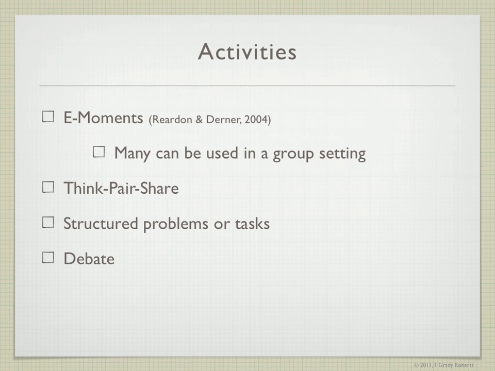Now, different types of activities that you might do in groups. The E-moments, or engaging moments, put forth in the book by Reardon and Derner, are many of them good examples of cooperative learning activities that can be done in groups. Think, Pair, Share can be done as a cooperative learning activity. You might think about structured problems or tasks where you break the class into groups and ask them to each work on the same problem or on different pieces of a problem. You might also develop some sort of debate where groups are debating each other. All good examples of ways that you might use cooperative learning.